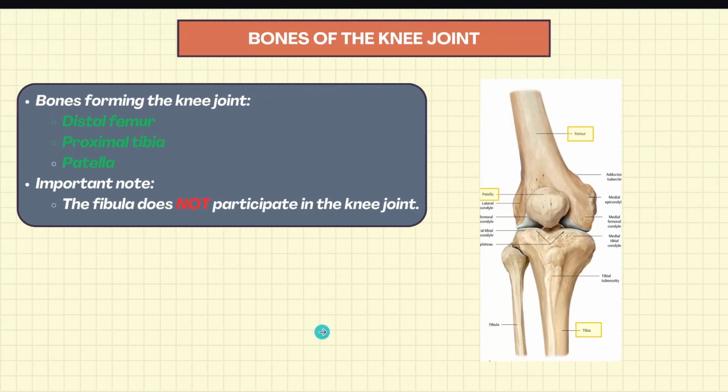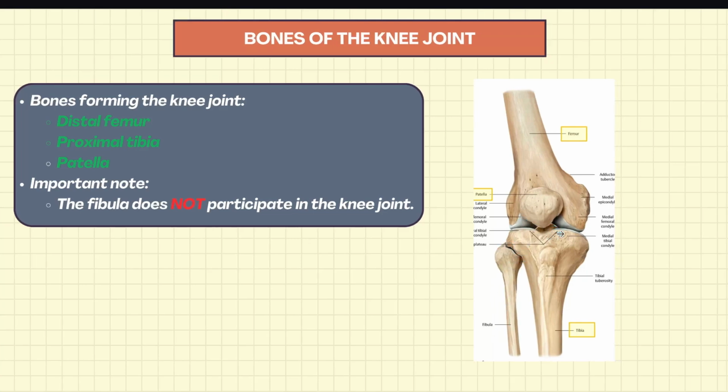Now, bones of the knee joint. Now that we know the bones of the lower limb, let's know the bones that make up our knee joint. We start off with the femur. The distal part of the femur articulates with the patella, as you can see here, and the proximal part of the tibia. Notice that the fibula over here does not articulate in the formation of the knee joint.